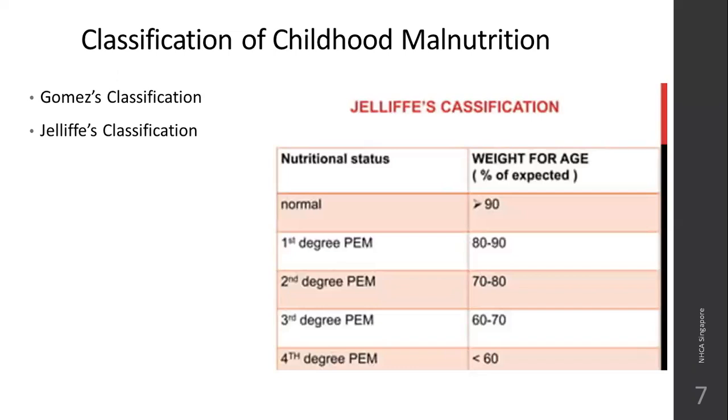And then we have Jelliffe classification. Again, similar, weight for age. For every age, there is its expected weight. And if you are 90% close to that expected weight, you are normal. Your nutritional status is normal. Okay. If you are 80 to 90% close, your first degree protein energy malnutrition is going on, and so on. PEM means protein energy malnutrition. Okay, so these percentages on the side are how close are you to the ideal weight.